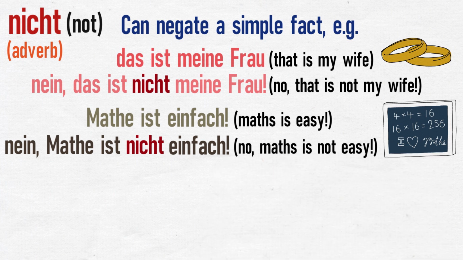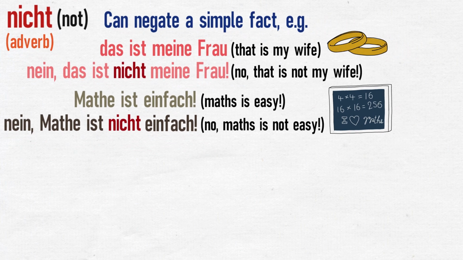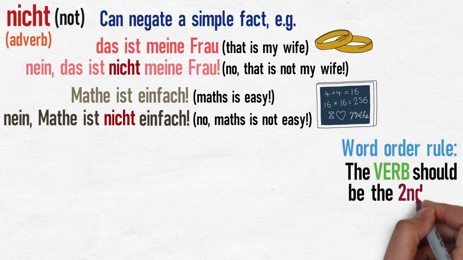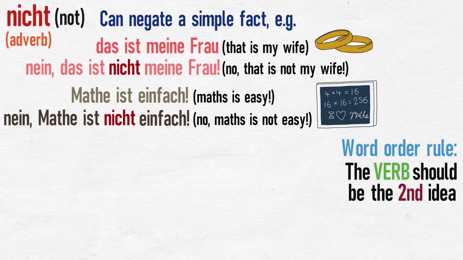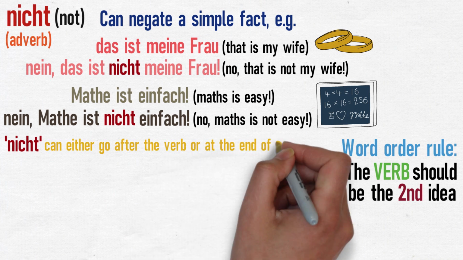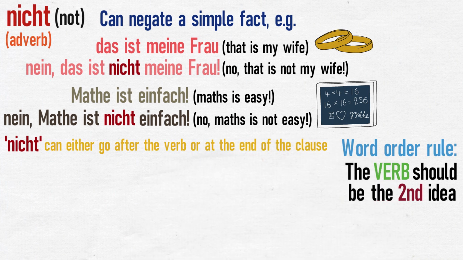When used with a verb, things get a little less literal. In German, we have a word order rule, which means that the verb has to be the second idea of a sentence. Keep a lookout for the next 3-part grammar video, which will discuss word order in German, for a more in-depth explanation of this. Taking this verb second rule into account, the word nicht can come in one of 2 places, either immediately after the verb or at the end of the clause, and the difference in meaning is only slight.